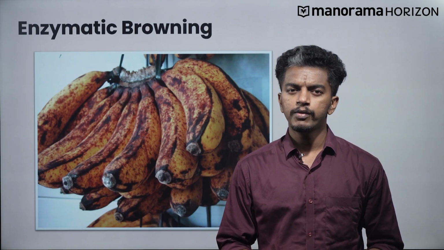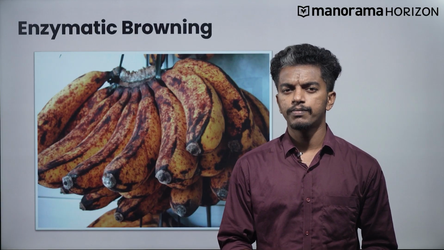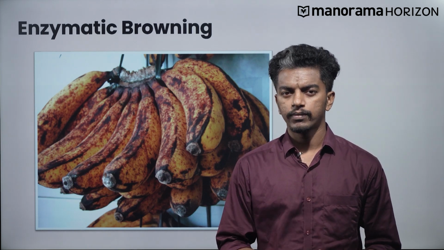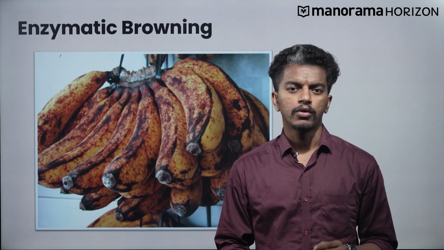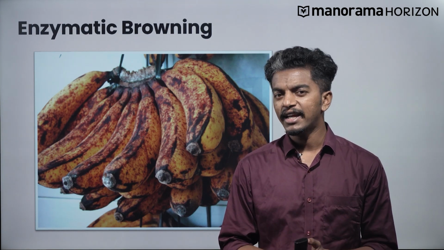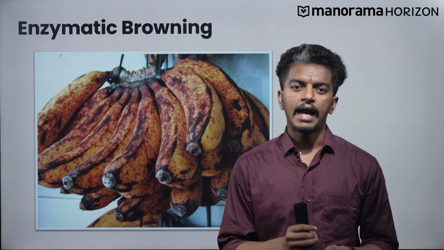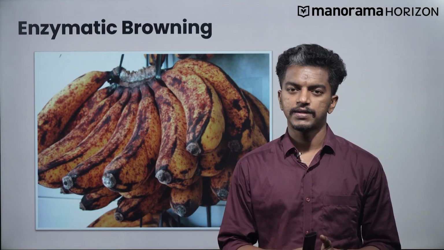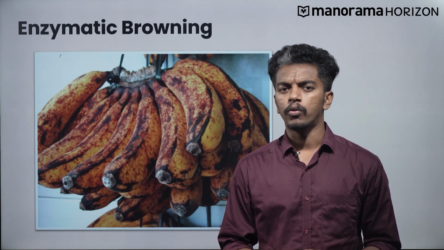Most of the bananas which we buy from shops would be having these brown spots on them, right? This is called enzymatic browning. This is due to the oxidation of natural phenols in presence of various enzymes like polyphenol oxidase and catechol oxidase to cause brown pigmentation on bananas. This is an example of a redox reaction.